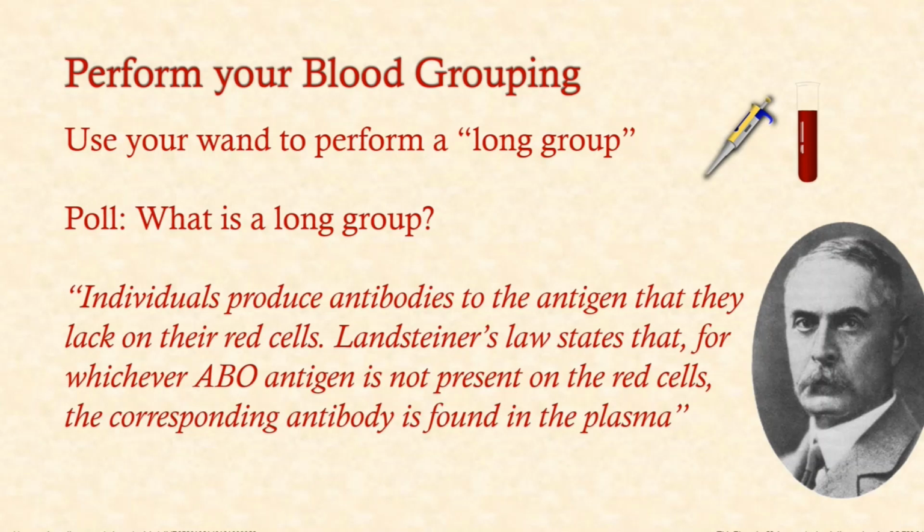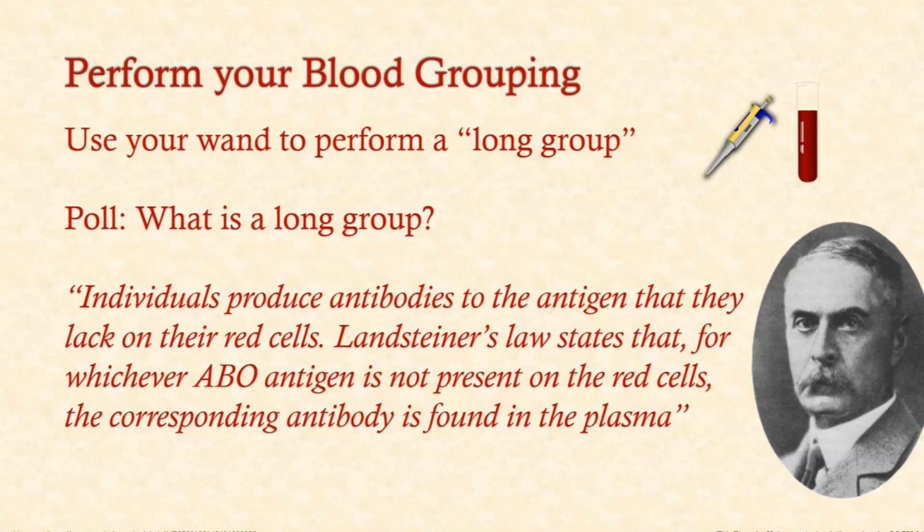So one of the things you need to bear in mind when we're talking about a forward and reverse group is Landsteiner's law, which you're probably familiar with or will have heard of. Individuals produce antibodies to the antigen that they lack on the red cells. So essentially, if you're missing an antigen from your red cells, you're going to make that antibody in your plasma. These are naturally occurring, and this is why it's so dangerous, and it's really important to get your ABO correct, because if you have an ABO incompatible transfusion, it can actually kill you, and that's an NHS never event. So Landsteiner's law states that for whichever ABO antigen is not present on the red cells, the corresponding antibody is found in the plasma, and this forms the basis of your long group.